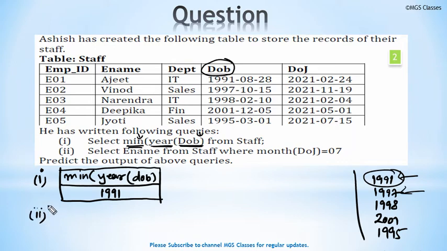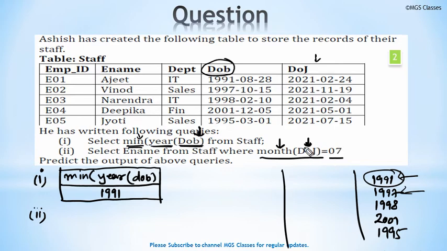Now the second question is: select ename from staff where month of date of joining is 07. Again, month is a single row function, so it will be applied. Now this time see, the date of joining column is passed, not date of birth. So there are 2 date type columns, date of birth and date of joining. So carefully see the question. If you apply this function on the wrong column and write the output, it will be wrong. So remember carefully. If you know the function's definition, don't make mistakes here. Carefully read the column name.